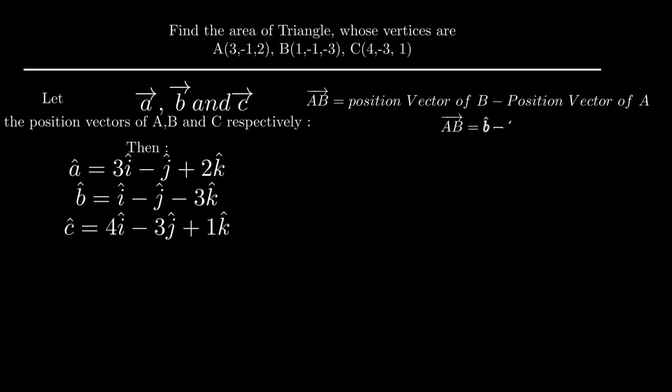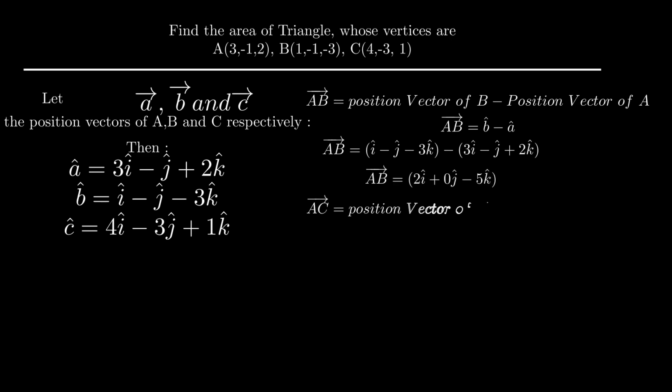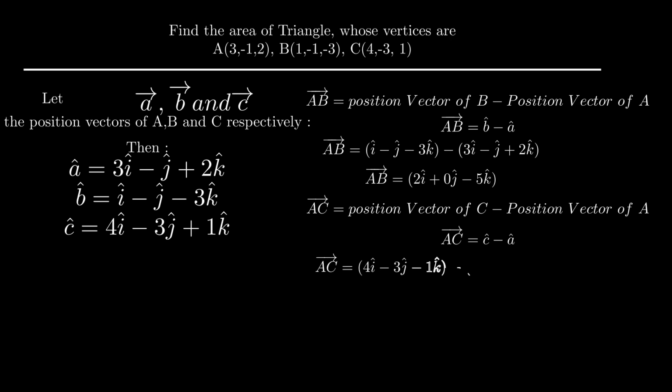AB is nothing but the position vector of B minus the position vector of A. In the same way, AC equals the position vector of C minus the position vector of A. So here we get AB equal to 2i minus 5k and AC equal to i minus 2j minus k.